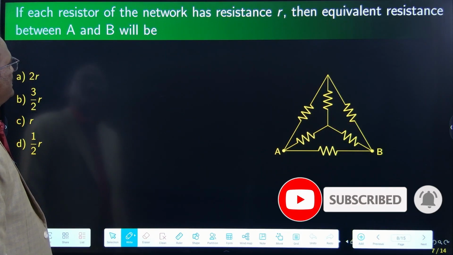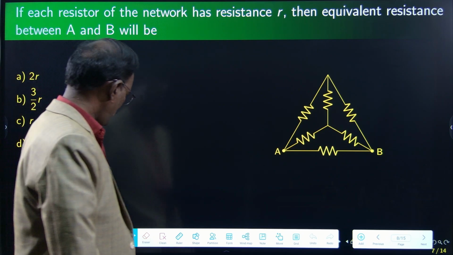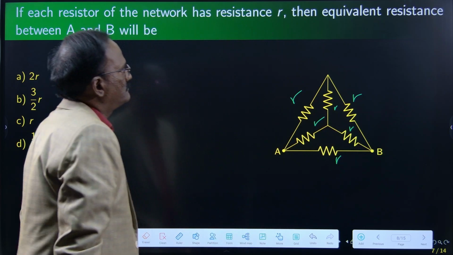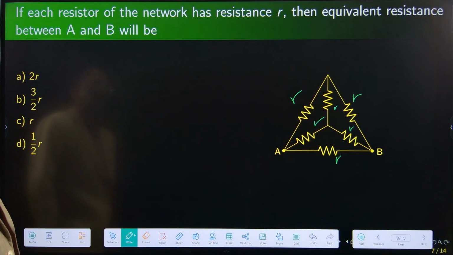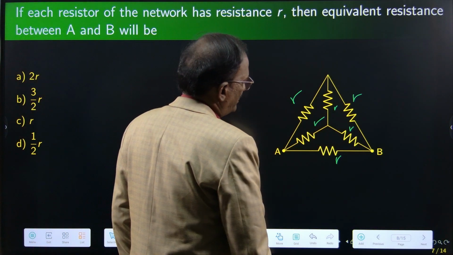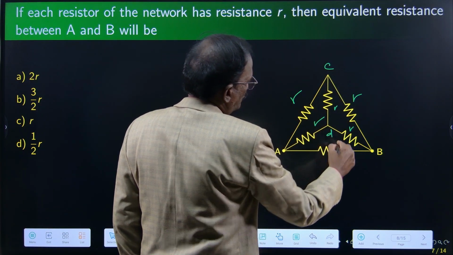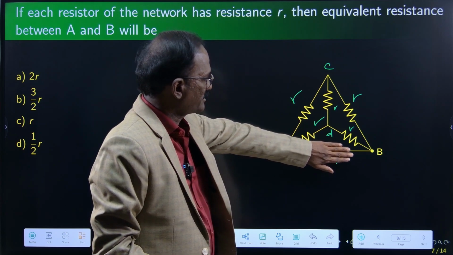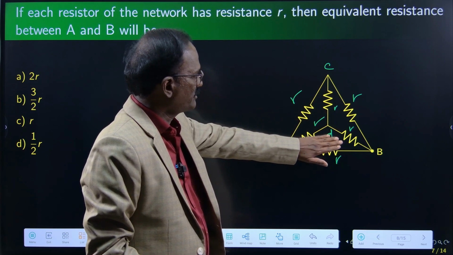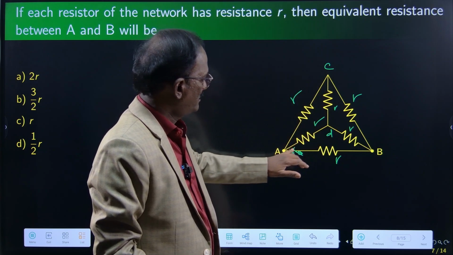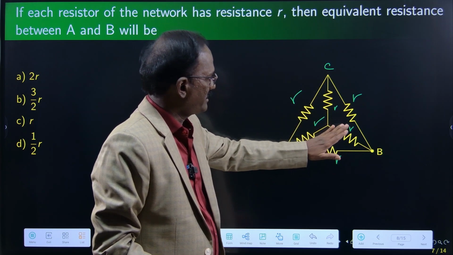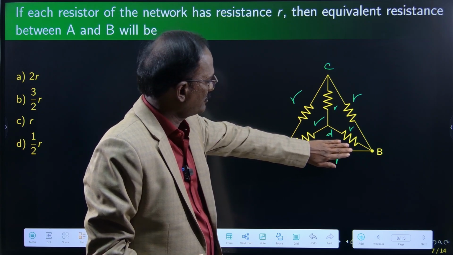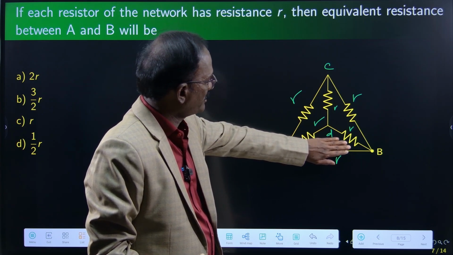Next problem. If each resistor of the network has resistance R, all are R, then the equivalent resistance between A and B is what? This is also a Wheatstone bridge arrangement. The other two nodes are C and D, right? For the time being, forget about this bottom resistance. If you redraw it, you will know this is a Wheatstone bridge. AC, AD, CB, CD, and this is the center branch, right? Forget it, and if you analyze the circuit, you will come to know that it's a Wheatstone bridge.